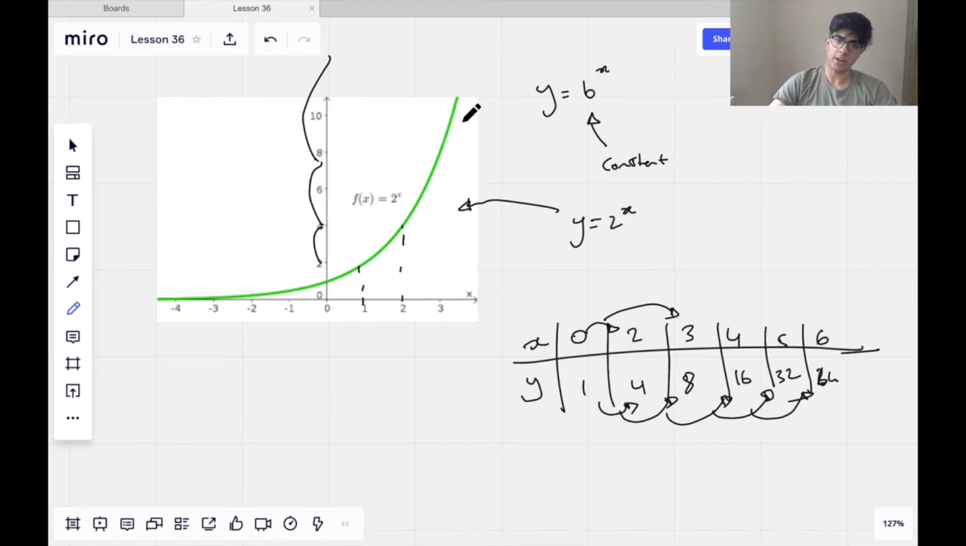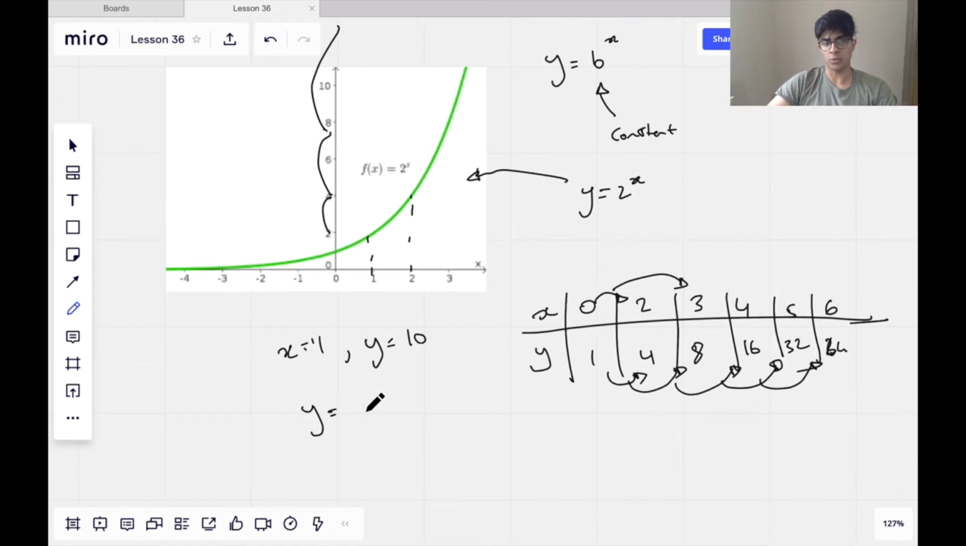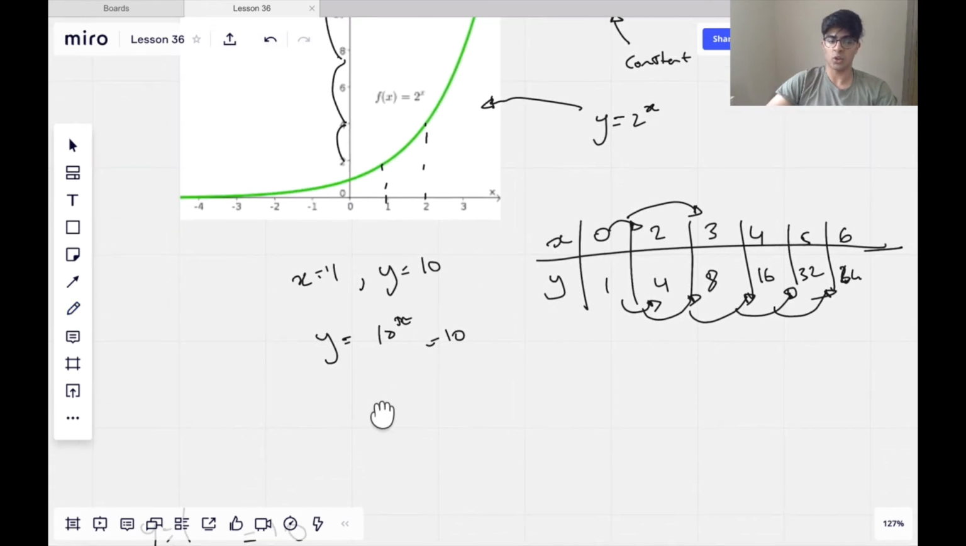If you recognize something like this and you're wondering which exponential graph it is, you can look at what y equals when x equals 1. If you know it's an exponential, and when x equals 1, y equals, say, 10, then you know the graph is y equals 10 to the x. Why do you know that? Because 10 to the 1 is just 10. So if y is equal to b to the x and you need to figure out what b is, you just find the value of y when x equals 1, and y will equal b. You can see that, right?